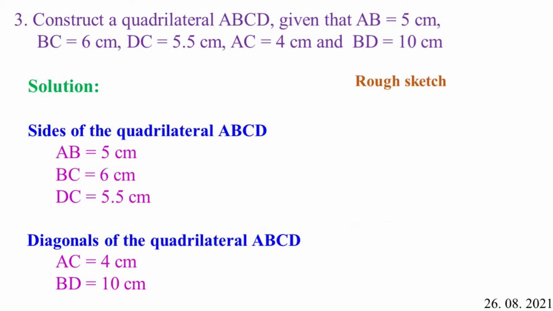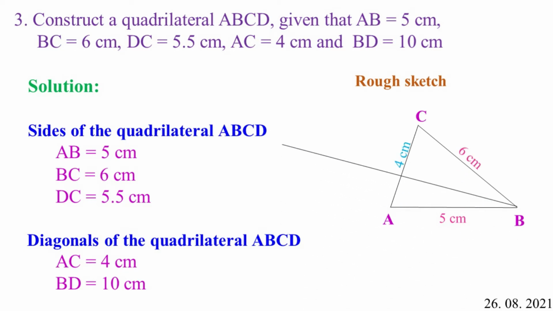Now we draw a rough sketch of the quadrilateral ABCD. Draw AB 5 cm. Draw AC and BC. AC 4 cm, BC 6 cm. Next draw BD and join CD and AD. BD is 10 cm and CD is 5.5 cm.